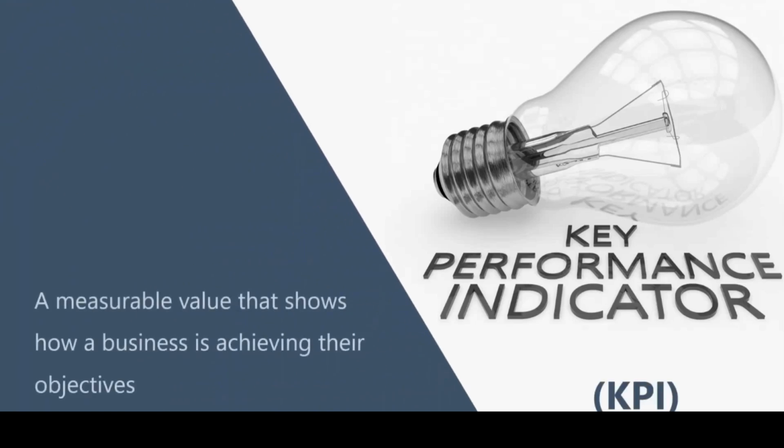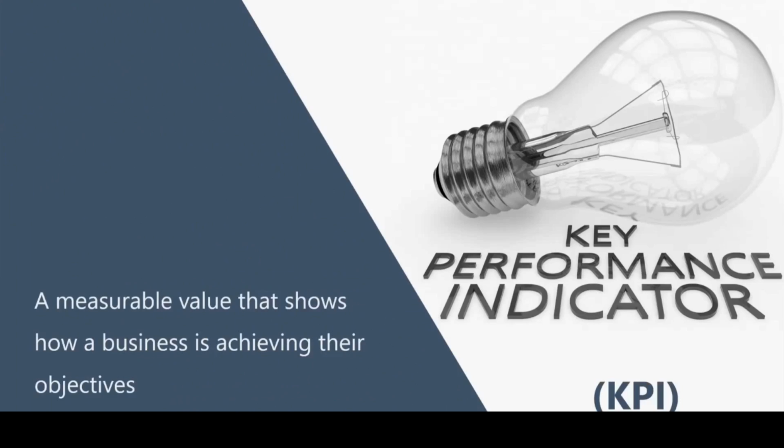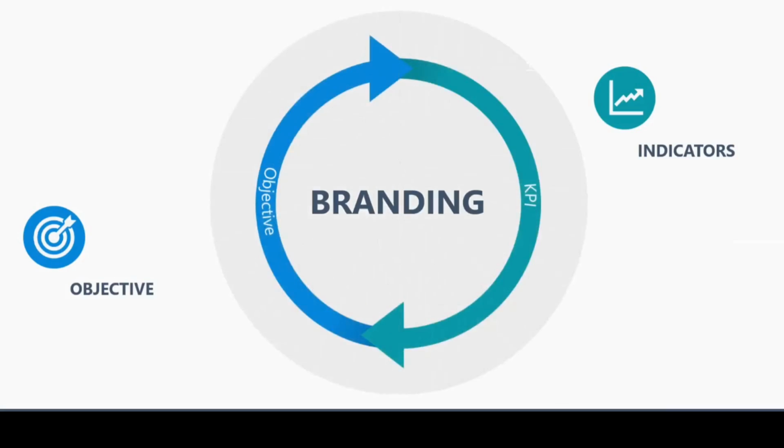Then KPIs, they are key performance indicators, and this is the measurable value or values that show how a business is achieving their objectives. So it's all very well and good saying, I want to do this thing. How do you know that you've achieved that thing? That's what the KPIs are there for, and that's what we will be spending a lot more time on in this module. So let's go through a few examples with some common objectives, starting with branding.